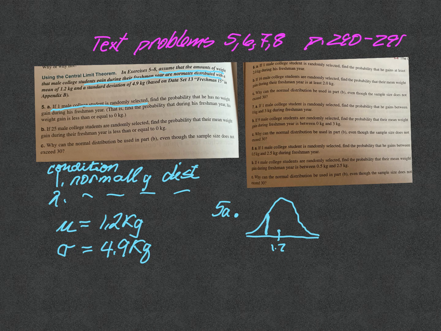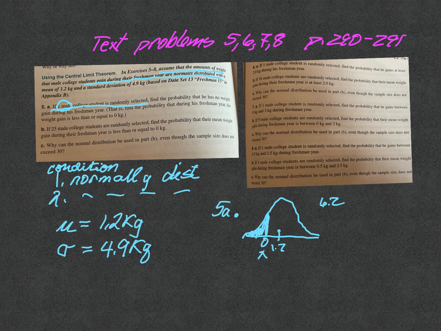So 0 pounds is on this side, right? This is the data, x equals 0. And I want to find the probability that he has no weight gain. So here's the normal curve that represents that. Now notice, this is one male college student. So it's not a sampling distribution of means. I'm not looking at the mean of a sample. I'm just looking at what happens to this student. So this is basically a 6.2 problem, okay?